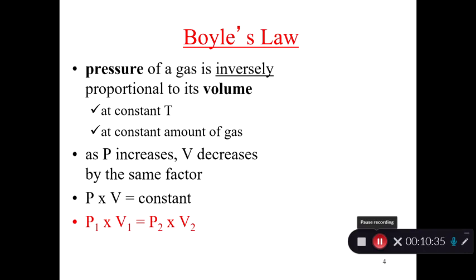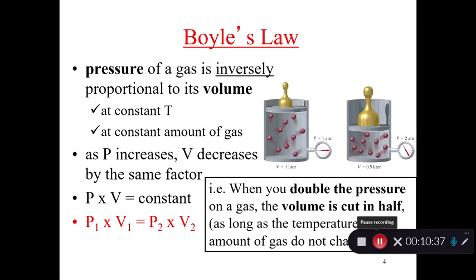So 1 and 2 represent the initial and final condition of the gas. When we say initial and final condition, it means we are going to change pressure or volume and see what happens. In this example on the slide, it says when you double the pressure on the gas, volume is cut in half. So when pressure increases, volume decreases as well. We don't talk about temperature. That is why we don't consider temperature in our equation.